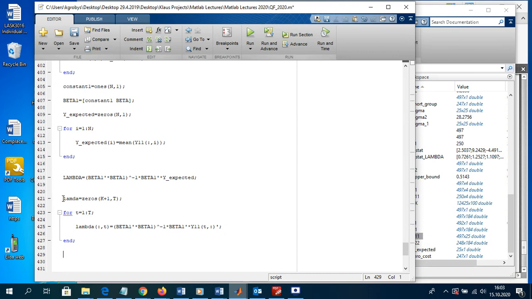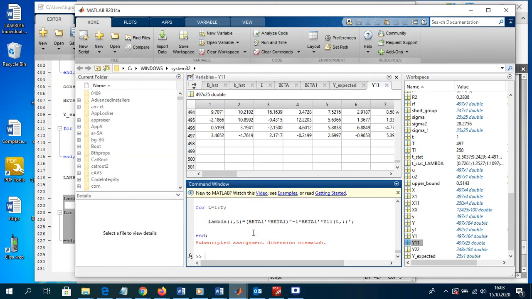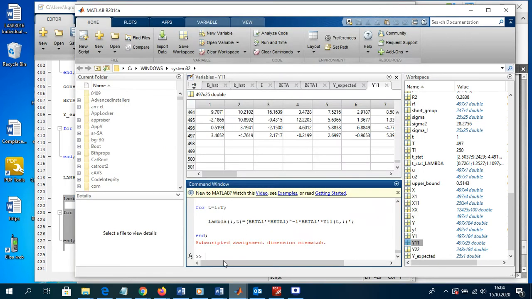And our lambda here is now the matrix where we store everything in. So let's copy this into our command window. Now it says that some dimensions are not correct. What can it be? Okay, this is lambda, and this is lambda. So I had here obviously an error. I cannot even write. Funny. Okay, let's copy this.